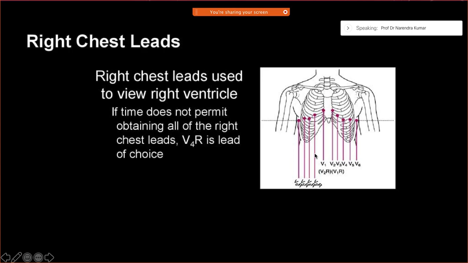So as I was telling you, these are the areas where you put it up. V1, you know it over here. Then comes the V4R, V5R, and V6R, in fact. And yes, of course, if you are in a hurry, no need to put up everything. Just V4R should be pretty good enough.